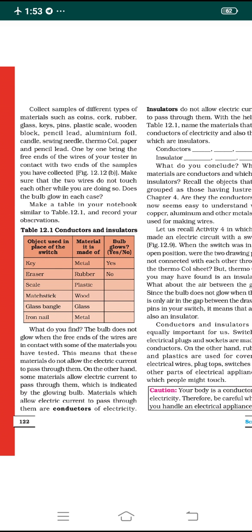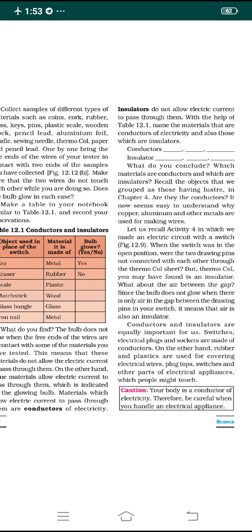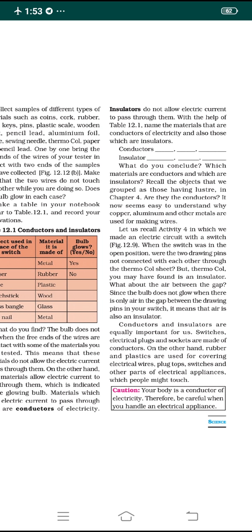On the other hand, some of the materials allow electric current to pass through them, which is indicated by the glowing of the bulb. So we can clearly segregate conductors and insulators based on this property. What are those properties? Let us understand. The materials which allow electric current to pass through them are called conductors of electricity. And the materials which do not allow the electric current to pass through them are called insulators.